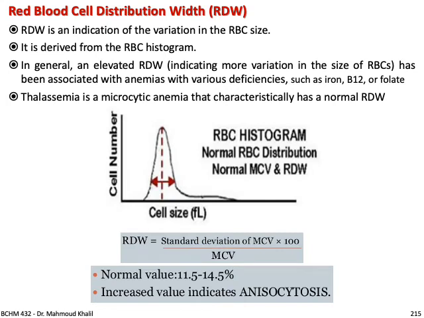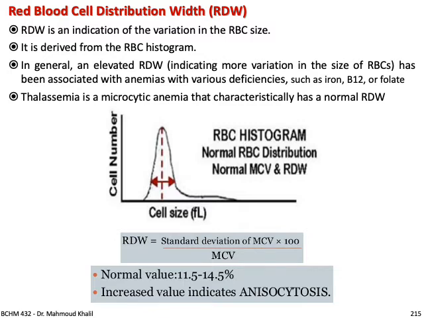The red blood cell distribution width, RDW, is an indication of the variation in the RBC size. It is derived from the RBC histogram, like shown in the figure. In general, an elevated RDW indicates more variation in cell size, and has been associated with anemias with various deficiencies such as iron, B12, or folate. Thalassemia is a microcytic anemia that characteristically has a normal RDW.